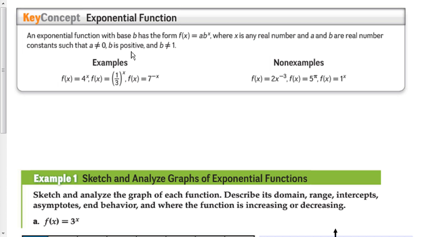So also b has to be positive. So I'm not allowed to have my base be negative, because if I square a negative, it becomes positive. Cubing a negative, we get a negative. To the fourth power, we get a positive. So our graph would end up switching back and forth between negative and positive, which is no longer an exponential. So here are some examples of what an exponential looks like. And these are examples of what an exponential does not look like.